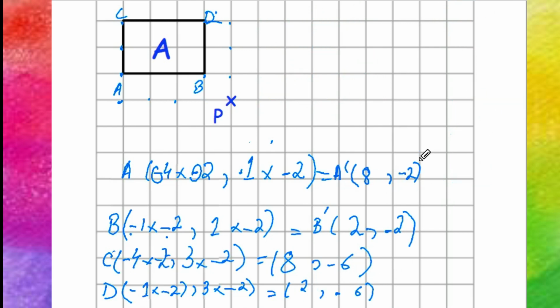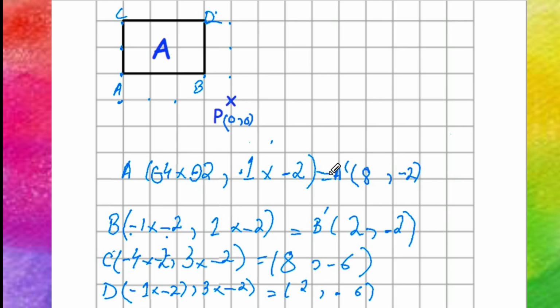Okay, all right, now what we have to do, we have to plot all of the points one by one according to your center of enlargement. Center of enlargement is P, that means P is equal to 0, 0. Okay, P is 0, 0 right now because this is your center of enlargement.